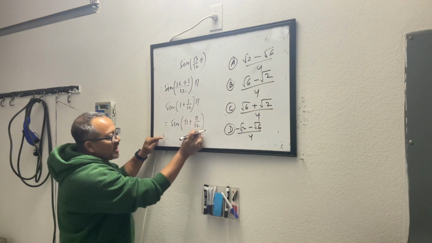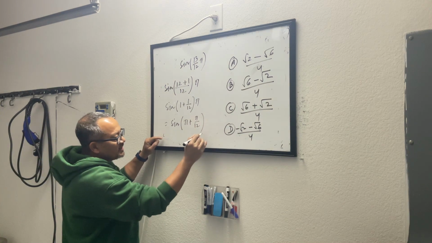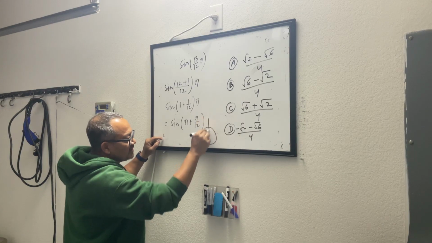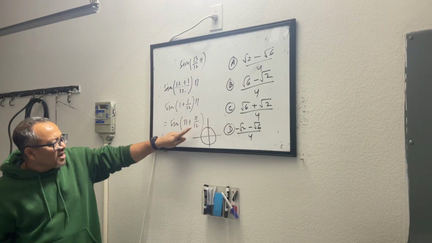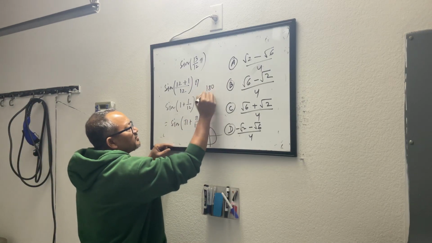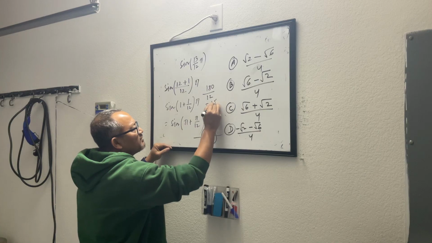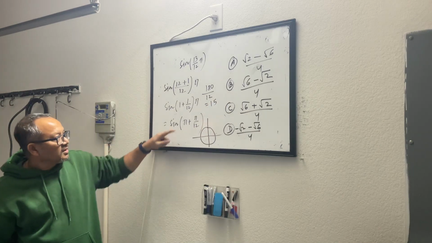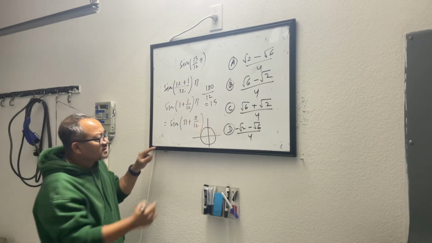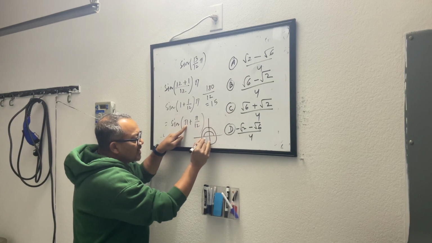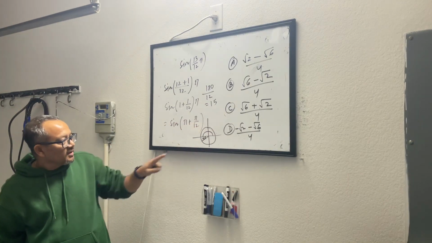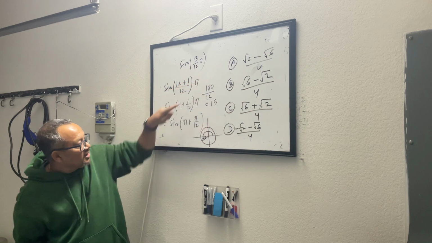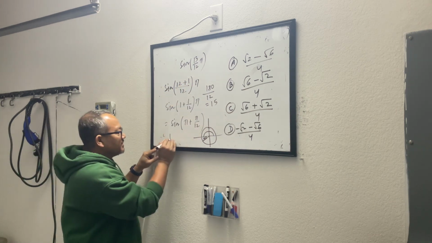So pi over 12. Now see that. And this is where this horrendous drawing of mine could be of some use. Pi over 12: pi is 180, over 12 is 15, right? Pi over 12 is 15 degrees. So we are essentially talking about pi, which is 180, plus this 15 degrees. So essentially we are talking about 180 plus 15, 195 degrees.